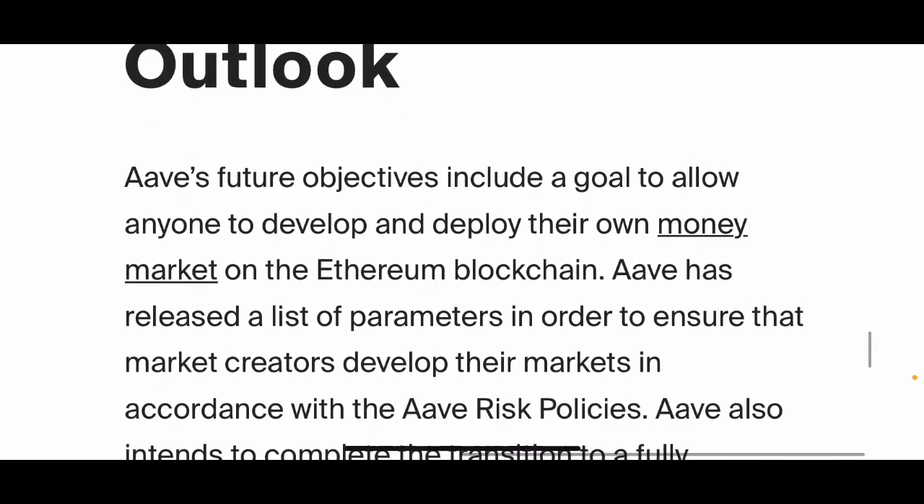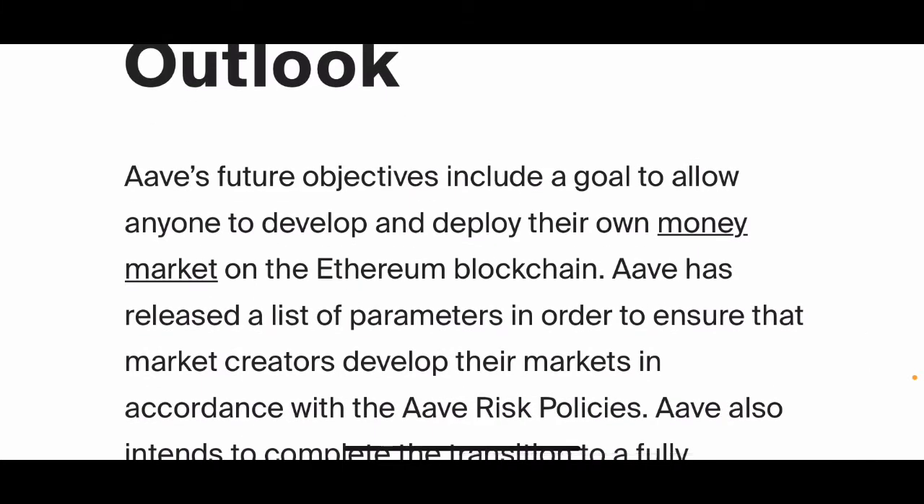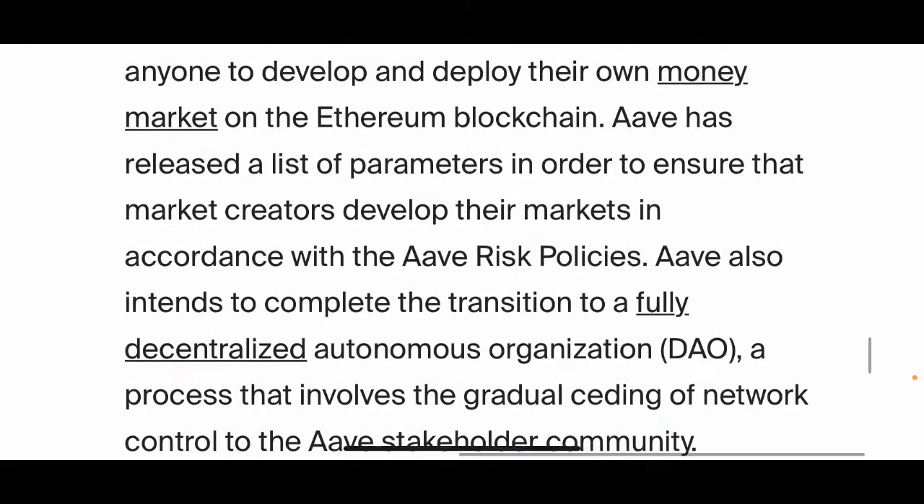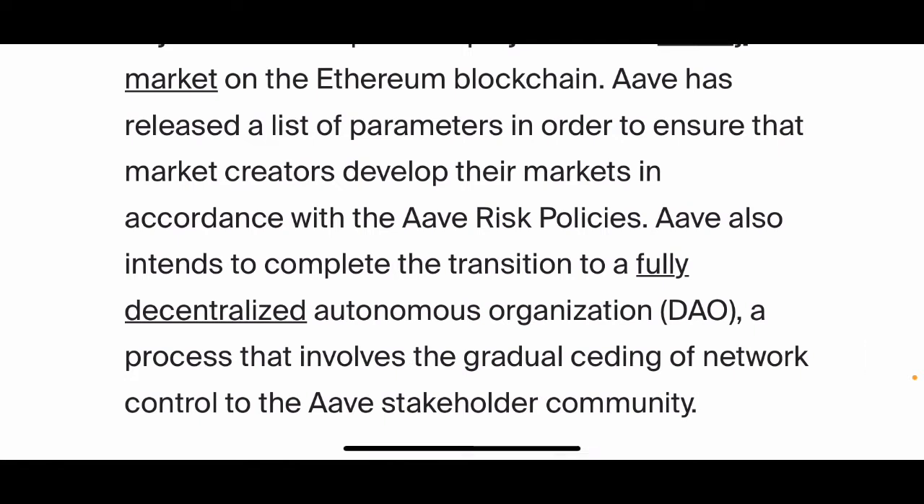The outlook for AAVE. AAVE's future objectives include a goal to allow anyone to develop and deploy their own money market on the Ethereum blockchain. AAVE has released a list of parameters in order to ensure that market creators develop their markets in accordance with the AAVE risk policies. AAVE also intends to complete the transition to a fully decentralized autonomous organization, otherwise known as DAO, a process that involves the gradual ceding of network control to the AAVE stakeholder community.